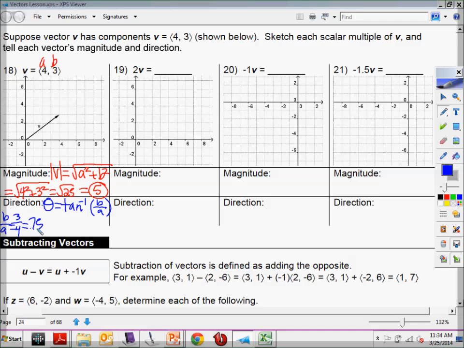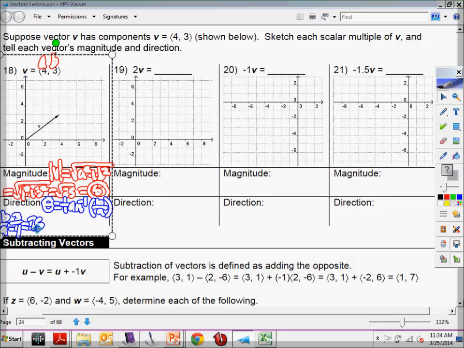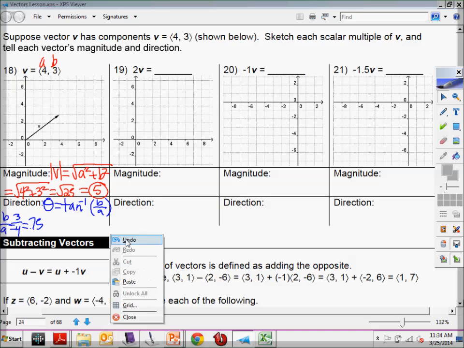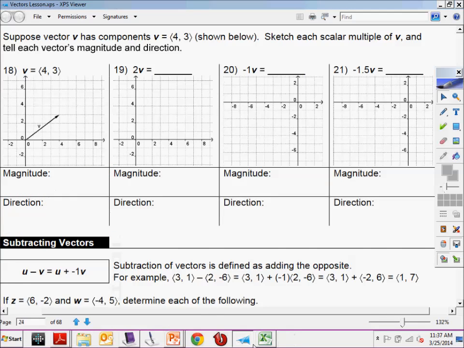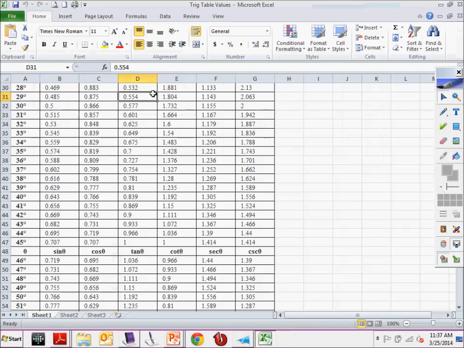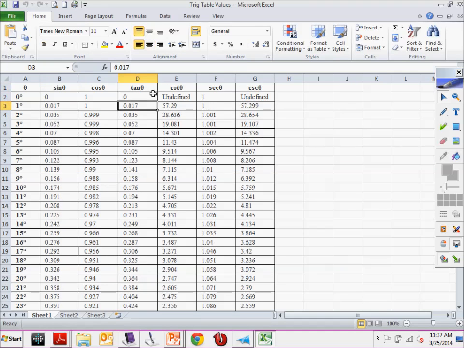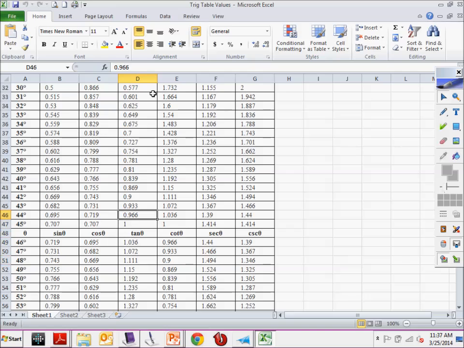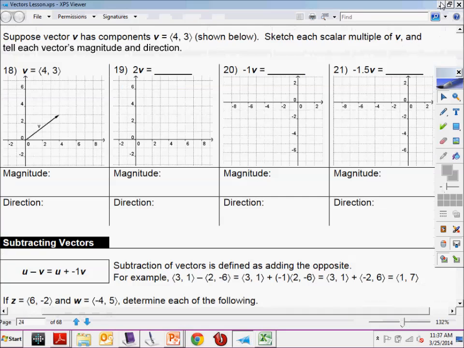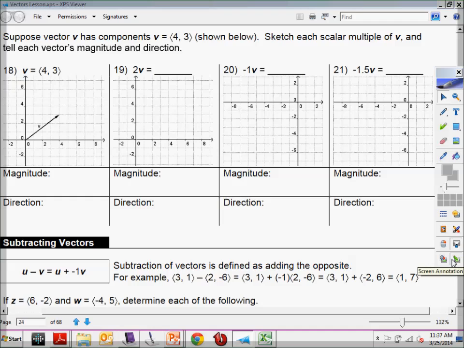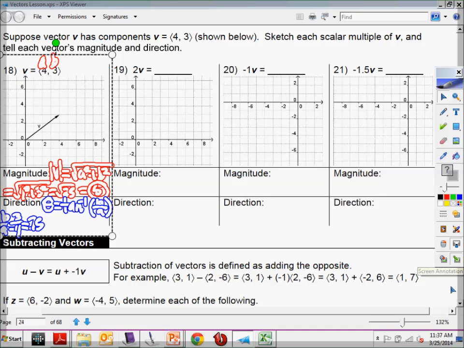What would I need to do to solve this problem? Use my what? My trig chart. I'm going to open up my trig chart, go to tan, and I'm going to look for 0.75. Go down, down, down, down. 37 degrees. So my reference angle is 37 degrees. So is that the direction? It's going to help me find my direction. Remember, the table gives you your reference angle. The table is providing you with your reference angle.